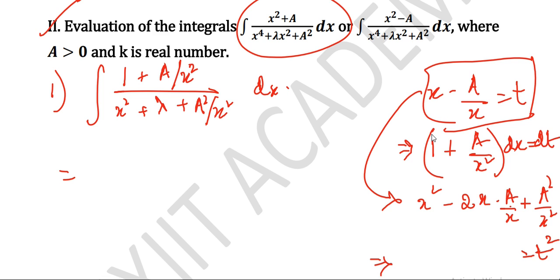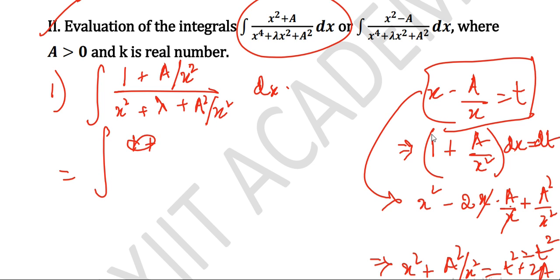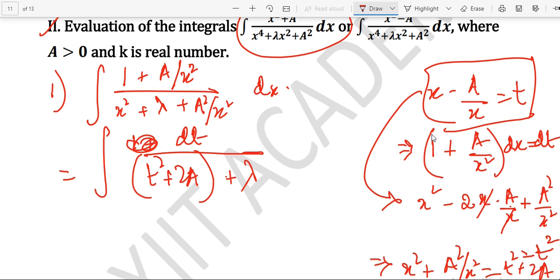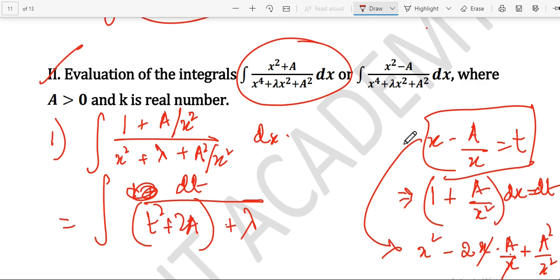Now if you see here, x gets cancelled over here. We can easily find the value of x square plus a square by x square, which is t square plus 2a. We can simply write this as integration of 1 plus a by x square, which is dt, upon x square plus a square by x square, which is t square plus 2a, and we have lambda over here. And similarly we have to evaluate the second one as well.